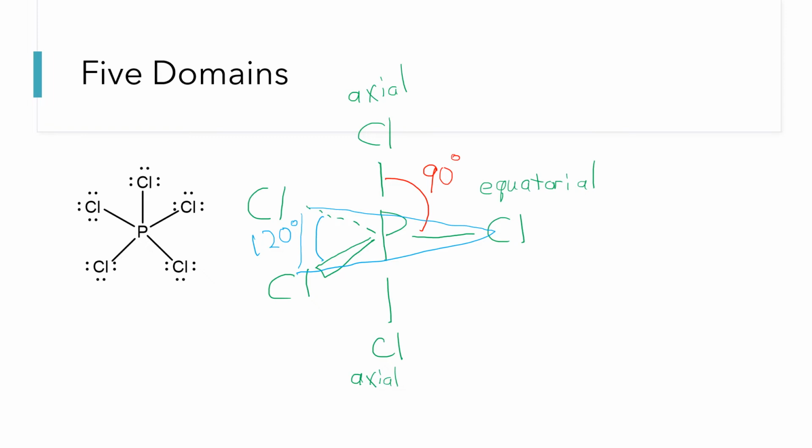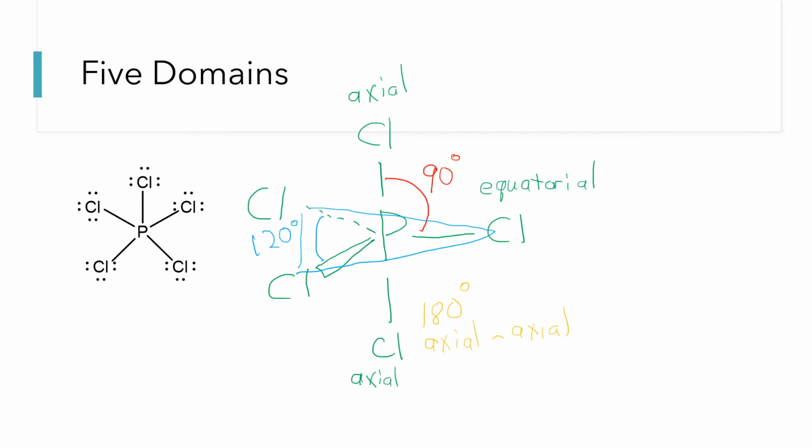So we have a mixture of bond angles here. If you go from axial to equatorial, it's 90 degrees. If you go from equatorial to equatorial, it's 120 degrees. And then if you go from axial to the other axial position, that's actually going to be 180 degrees. So that 180 degrees is axial to axial.